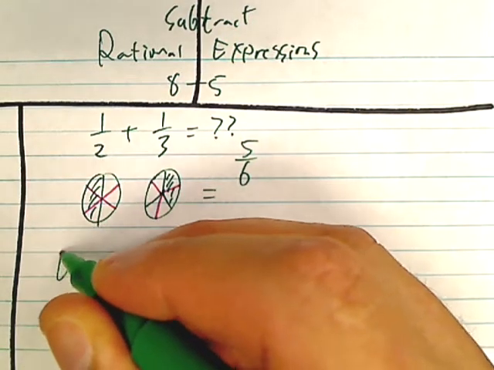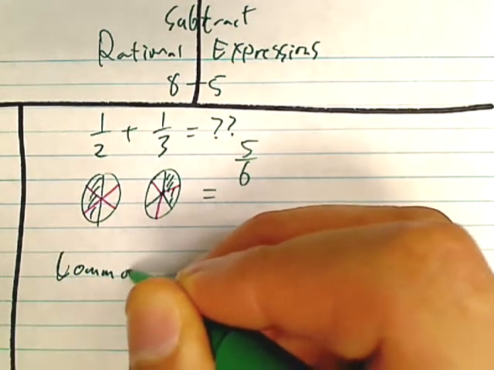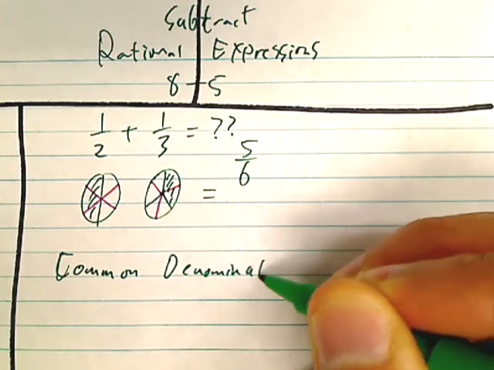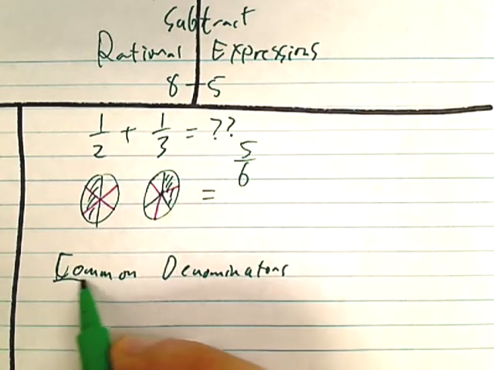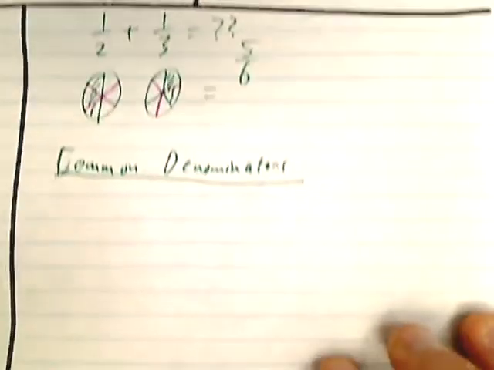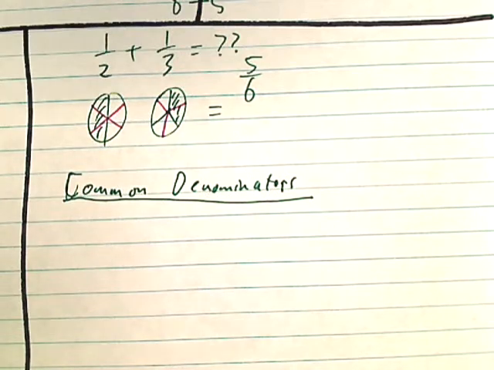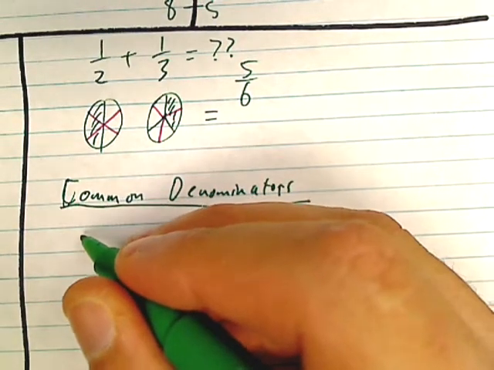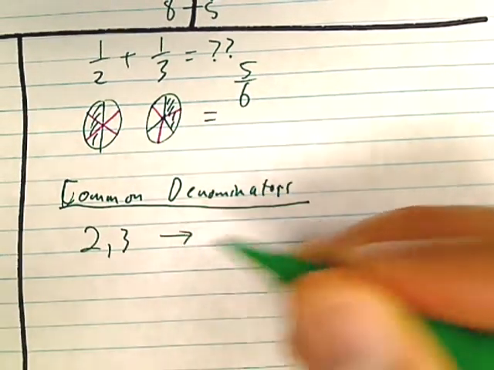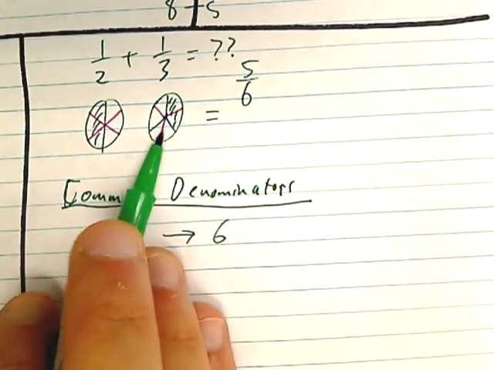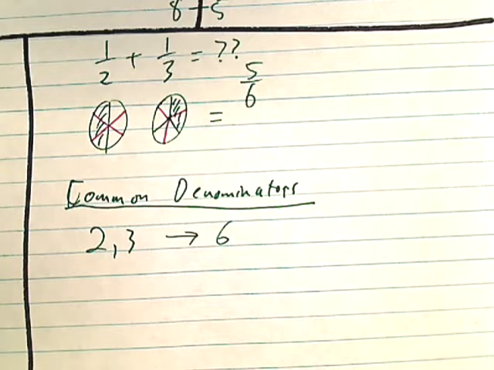Common denominators. Okay, so what do I mean by common denominator? Just something they both go into. So 2 and 3, we've already discussed that their common denominator is 6, because I can divide them into sixths, and then I get the same size pieces.